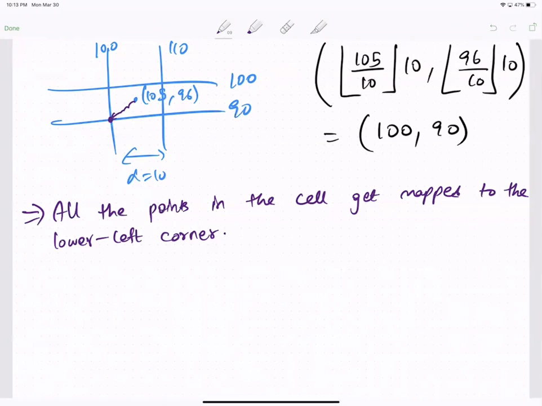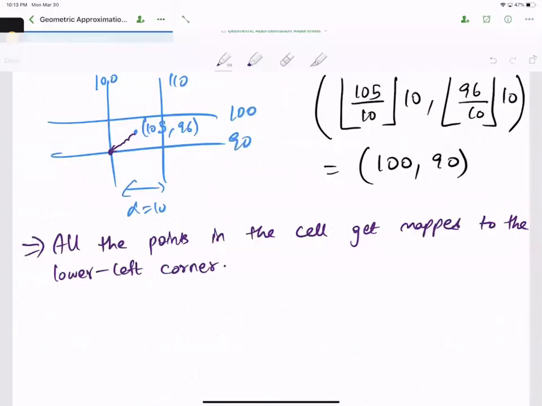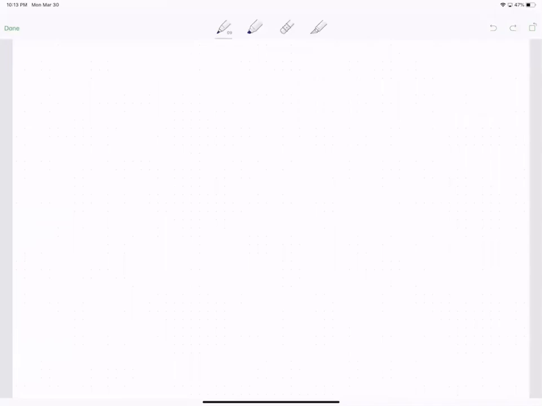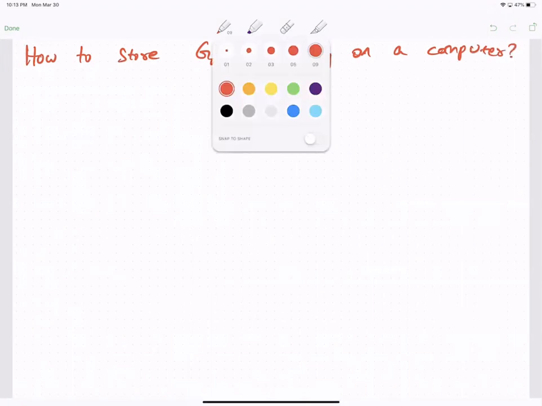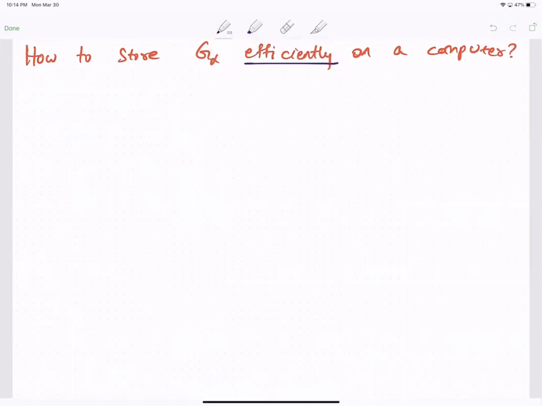Okay, so this was all a conceptual description of the graph, right? So now the question is, how do you store this G alpha on a computer? How to store G alpha efficiently. That's the key word. Efficiently on a computer. Well, here goes the answer. The first thing we'll do is, as I said, because there are infinite vertical and horizontal lines, you can't actually store them on a computer.